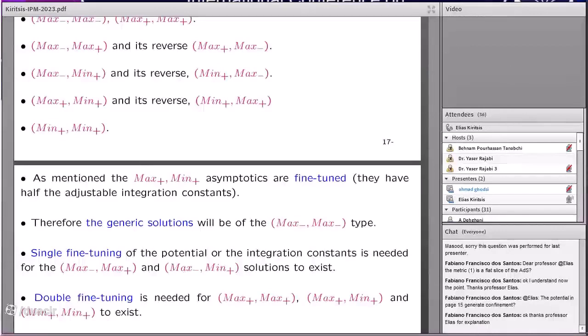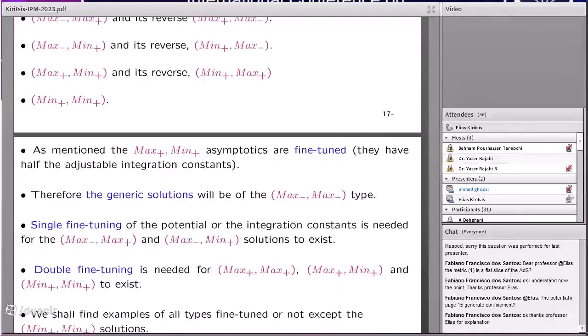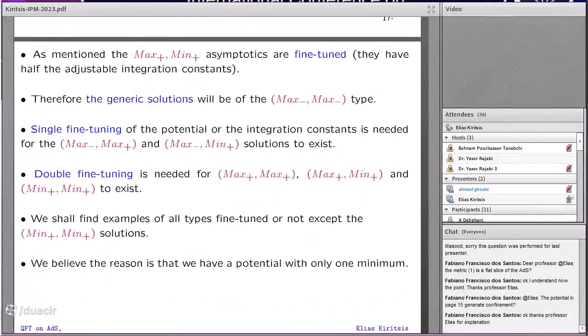There is one more solution, which is max plus min plus, which is fine-tuned. No, I'm sorry. This is, as I said, fine-tuned. But there is one more solution which is fine-tuned, but we will not find it. This is min minus min plus, min plus min plus. And the reason we don't find it is because our potential has one minimum. If it had two, I think we would find also the solution. But all the other solutions, in fact, we will find them in the space of solutions that I will be studying here.